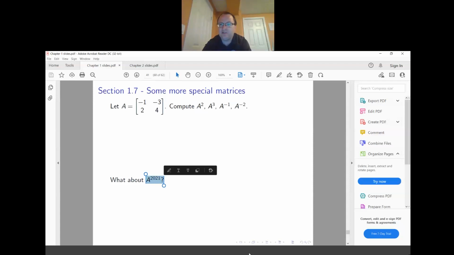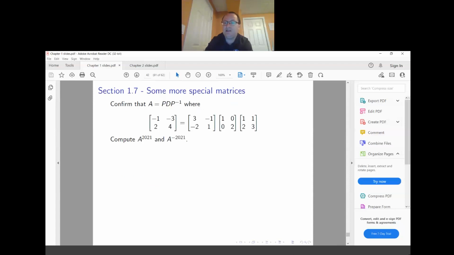All right, so A to the 2021. So we're just going to take A and multiply by itself 2021 times. Sound good? We've already done 3, so we're part of the way there. There actually are some ways of doing this without multiplying 2021 times. There's a method for doing this that we're going to see a little bit later on, which is to take advantage of another type of matrix called a diagonal matrix.